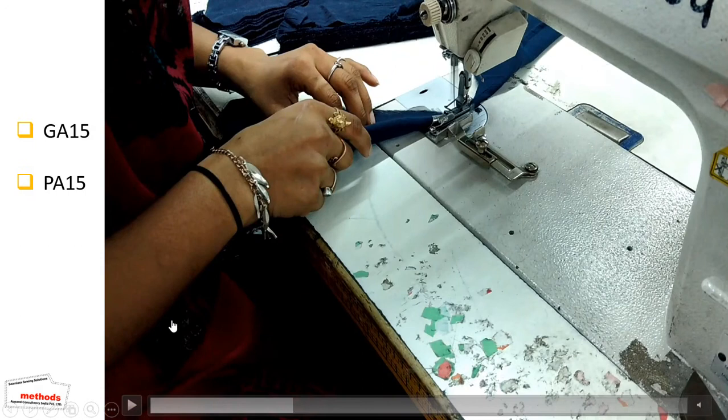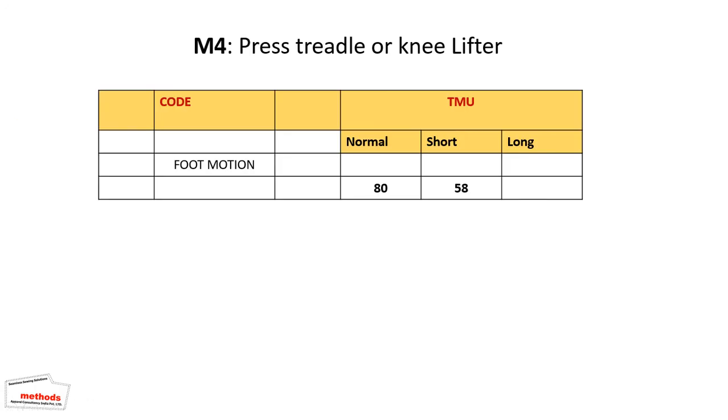The next code is called M4 and describes the foot motion used to press the treadle or for lifting the presser foot using a knee lifter. So when you're using the presser foot in the lifted position, you actually use the knee lifter, which accounts for a foot motion, or just an F. And this does not require any video, but just in case.